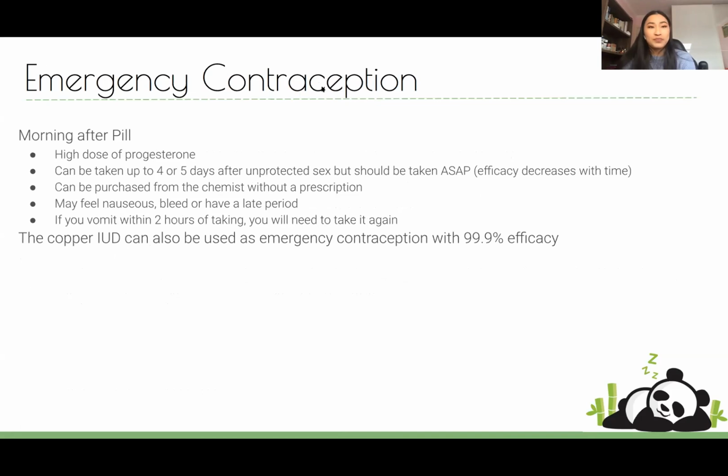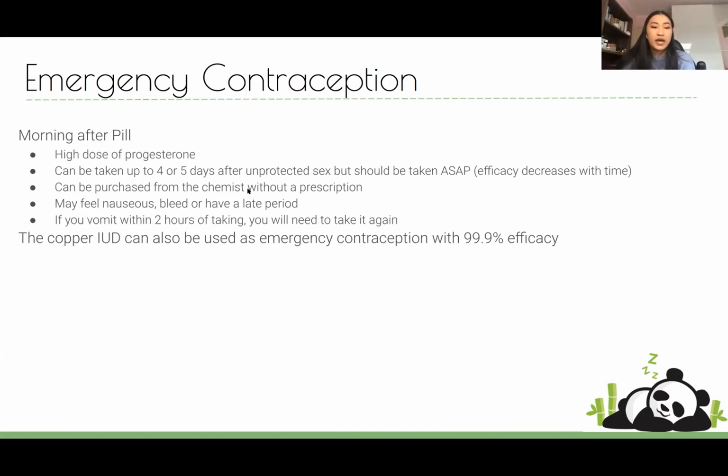Emergency contraception. So this is for protection after unprotected sex. It's basically a very high dose of progesterone. Technically can be taken up to 4 or 5 days afterwards, but it really should be taken as soon as possible to maximize efficacy.